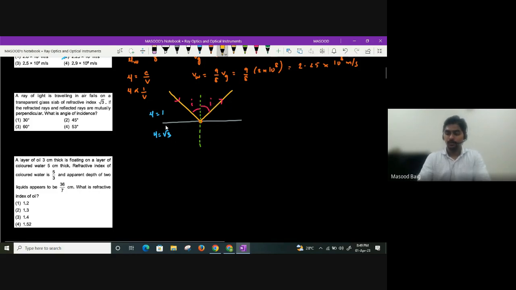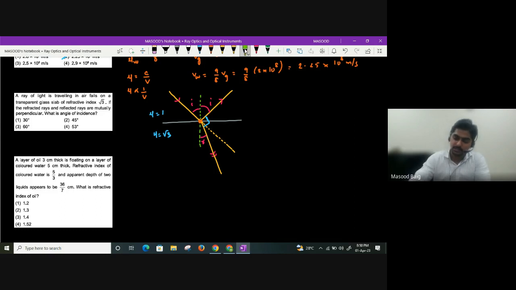Now, if this interface was not there, the incident ray would have traveled in this manner. But because of the presence of the interface, it is traveling from rarer to denser, so it should bend towards the normal. And reflected and refracted light are moving perpendicular to each other. This value is R. They are asking what is the angle of incidence, the I value, guys.